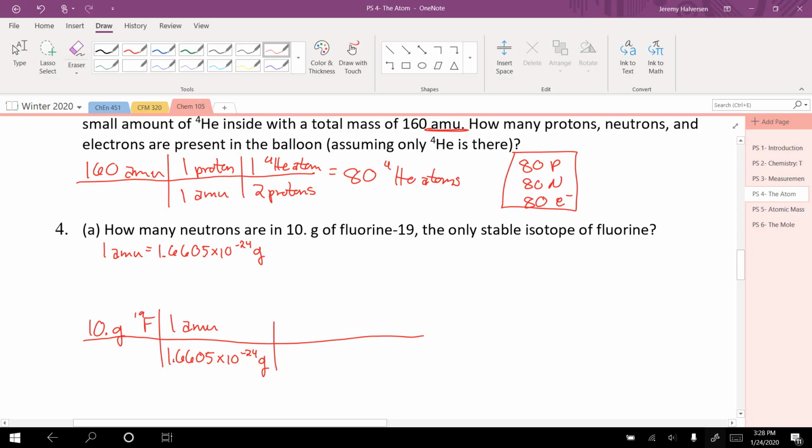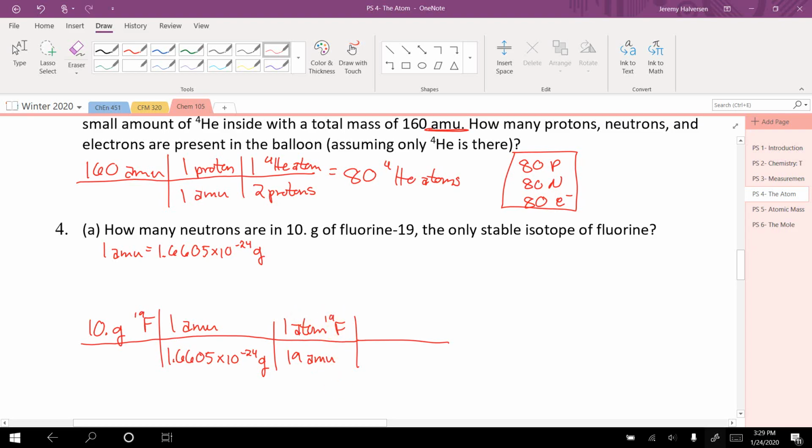Now I'm in units of AMU, and I know that 1 neutron weighs 1 AMU. The problem with this, though, is that this is what I should do. I should say that 1 atom of fluorine-19 weighs 19 AMU. The problem with what I was doing before is that it was assuming that all the 10 grams were neutrons, but they're not. But we know that all the 10 grams is fluorine-19.